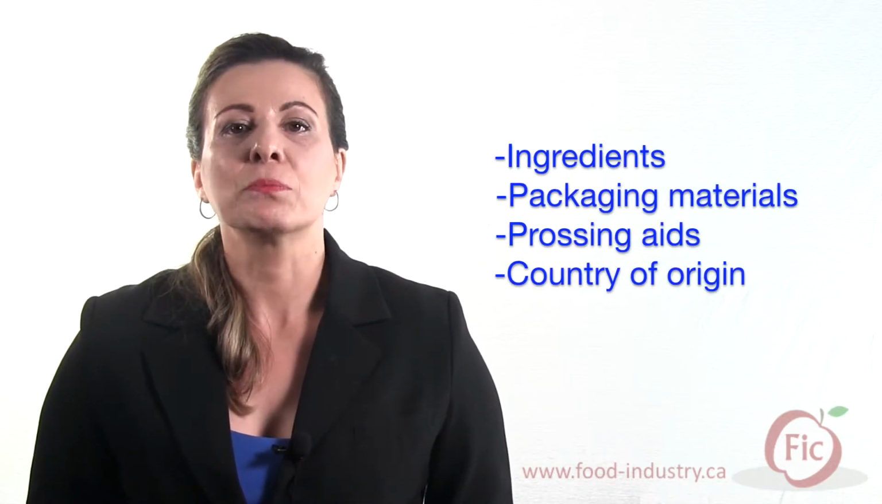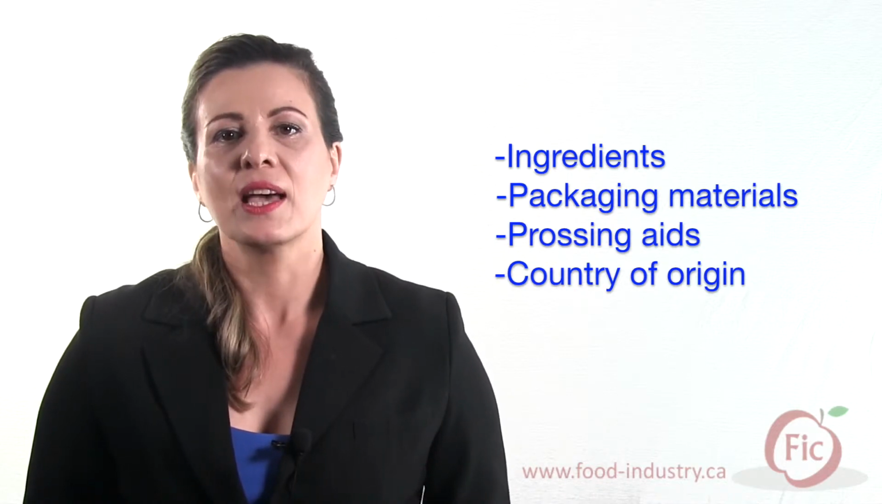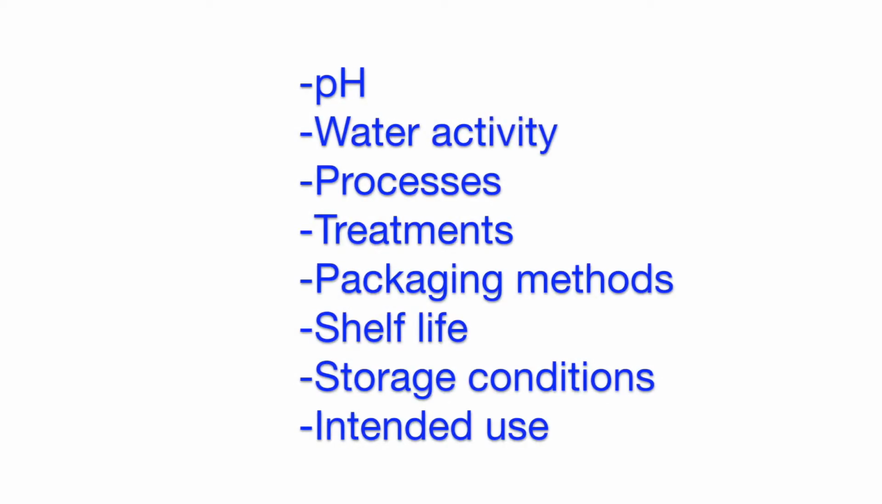In order to have a successful HACCP plan, we need to have comprehensive knowledge of all incoming ingredients, packaging materials, and processing aids along with their country of origin. We need to know about all products that are produced within the plant, including the characteristics important to food safety of products such as pH, water activity, processes, any treatments, packaging methods, shelf life, storage conditions, as well as intended use.